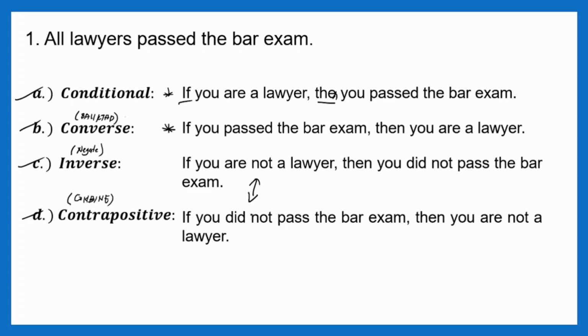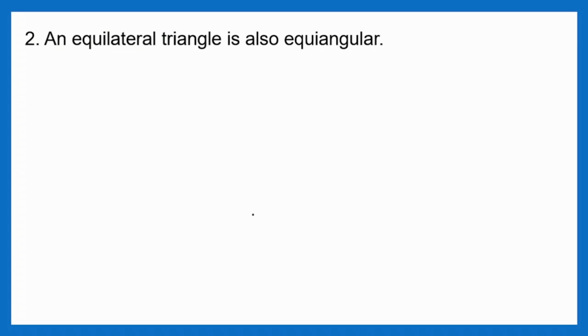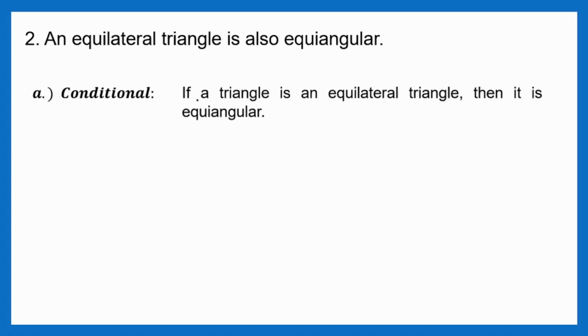Right? So, let's have example number 2. An equilateral triangle is also equiangular. Alright? So, sige. So, let's have the conditional muna. Gawin ko muna tong if-then. Yan yung task natin. Gawin mo siyang if-then statement. So, eto yung sagot natin. If a triangle is an equilateral triangle, then it is equiangular. Right? So, the meaning of our conditional does not change compared doon sa simple statement na given sa atin. Dapat hindi talaga siya magbabago. So, kung anong meaning ng ating given, dapat siya ring meaning ng conditional statement natin.